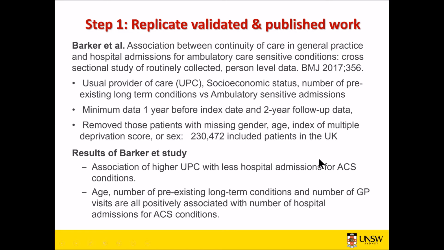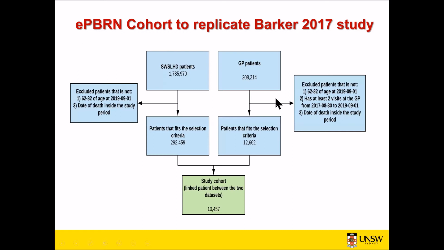So some of the key highlights in this study: they found higher UPC was associated with fewer hospital admissions for ACS conditions. Also, age, number of pre-existing long-term conditions, as well as GP visits are all positively associated with the number of ACS condition admissions. Which led us to start off by replicating the study with our data set.